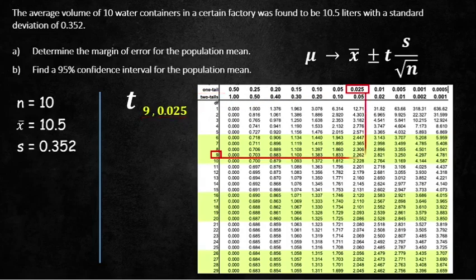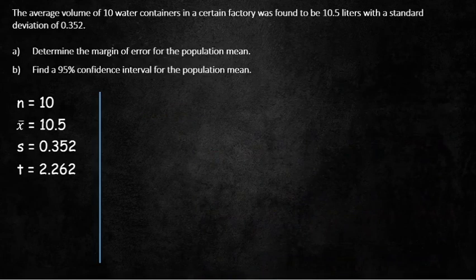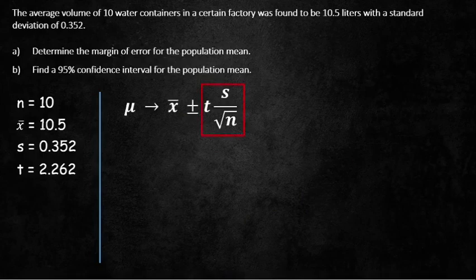The intersection of the two will give us our t-value, which is in this case 2.262. So we'll add this now to our known data and proceed to the next. Now that we have our t-value, we can proceed to determining the margin of error or EBM. The formula for the margin of error is t times the sample standard deviation over the square root of n.